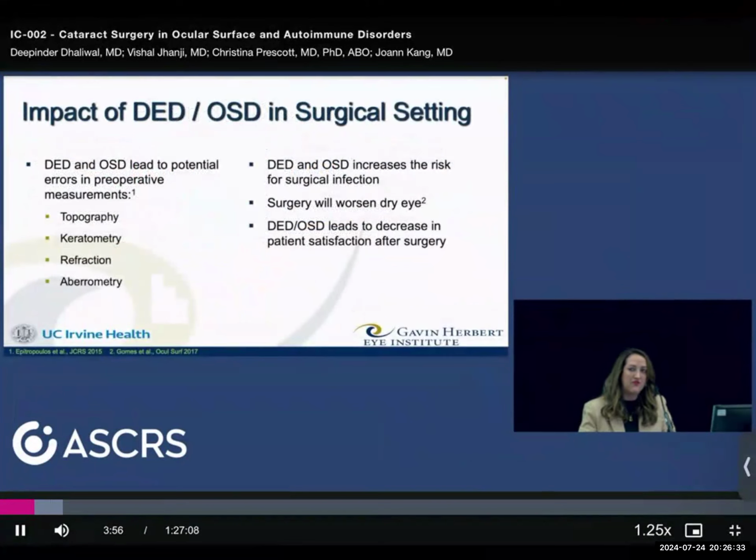So I'm just going to step back for a second and talk about the impact of ocular surface disease and even dry eye disease in the surgical setting in our cataract patients. We are all very familiar with the many studies that have shown us that dry eye disease and ocular surface disease lead to potential errors in preoperative measurements that we use for cataract surgery.